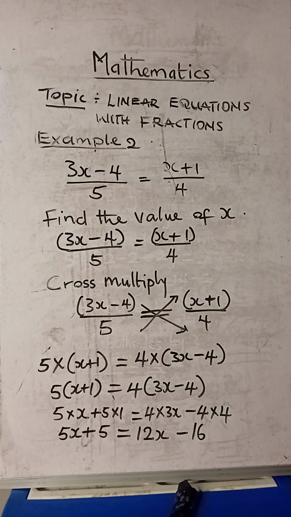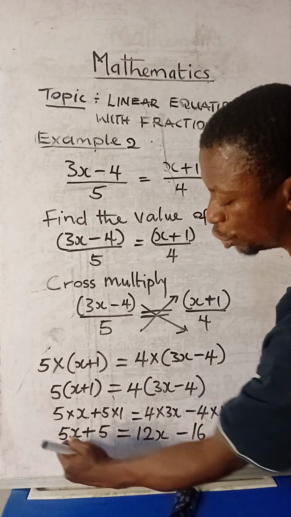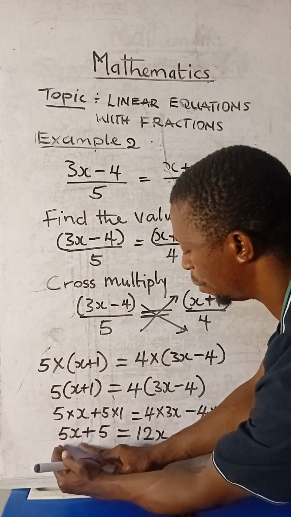So like what we did in the previous example, we do what we call collection of like terms, because you can see on this side of the equation we have an unknown variable, which is x.